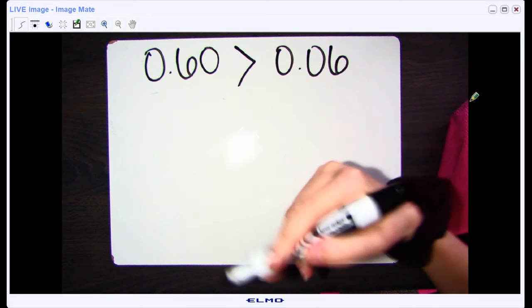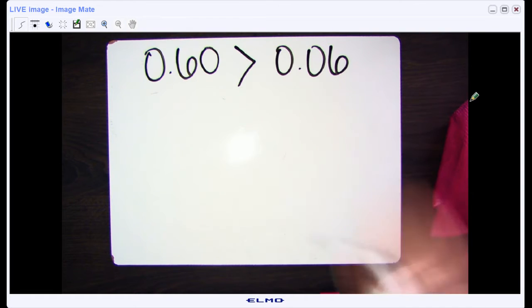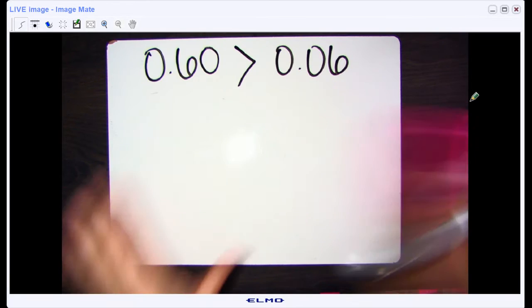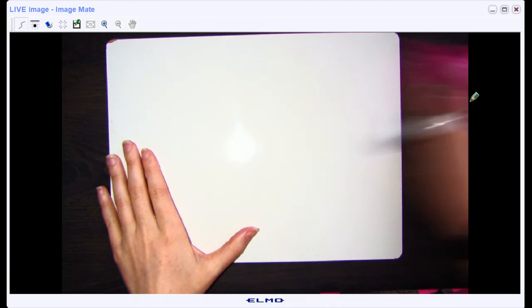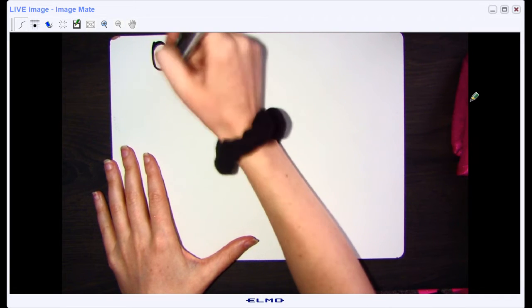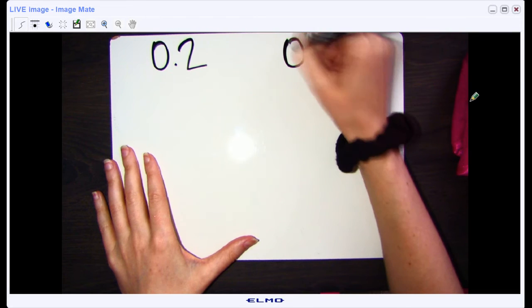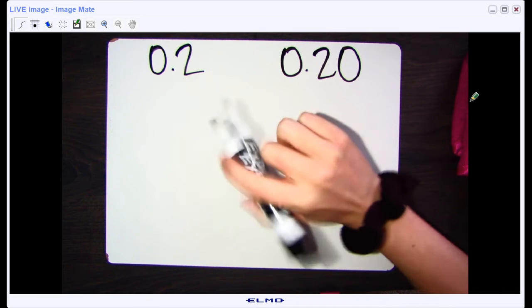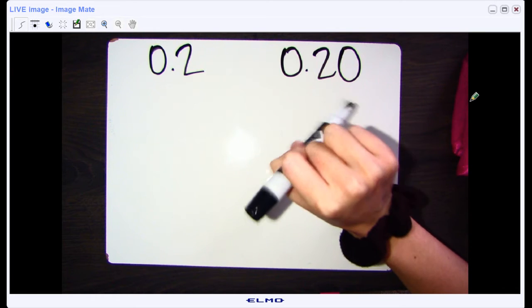It's going to get a little bit tricky here pretty soon, so getting in the habit of it now is going to really help us later on. Let's do one more, just comparing. Let's do, what about this? So I've got 2 tenths and 20 hundredths.